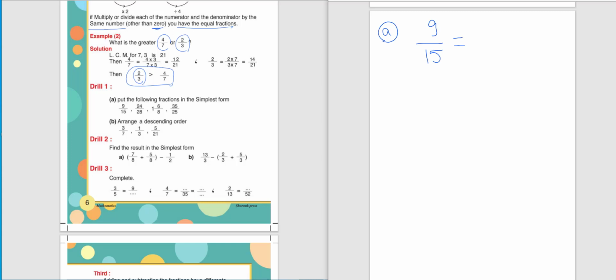So 9 equals 3 times 3 and 15 equals 3 times 5. So we will divide the two numbers by 3. 9 divided by 3 equals 3. 15 divided by 3 equals 5. This is the simplest form. 3 and 5 can't be divided by each other.